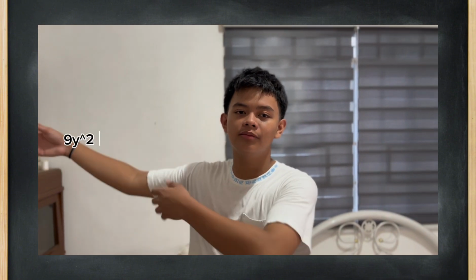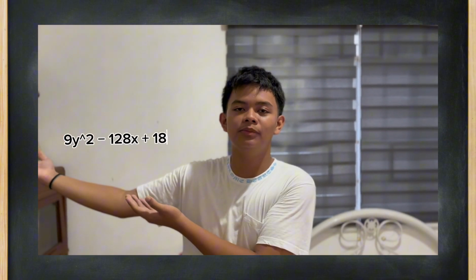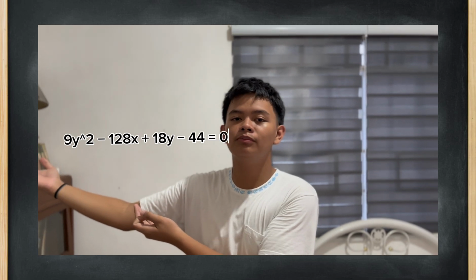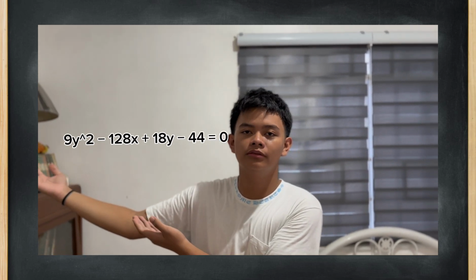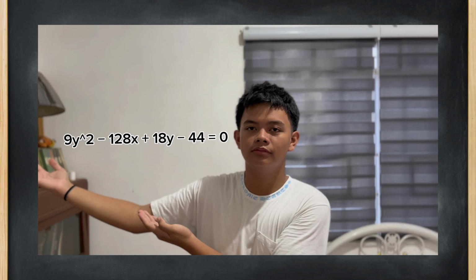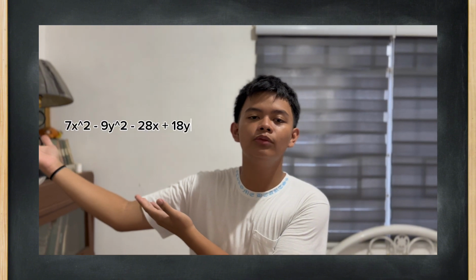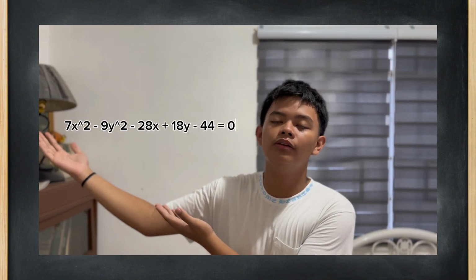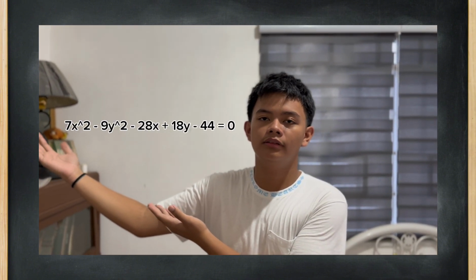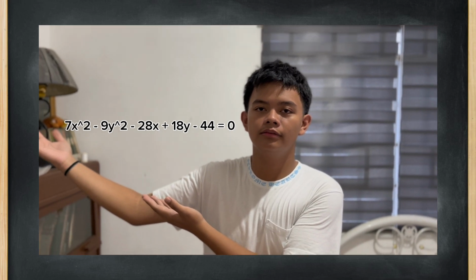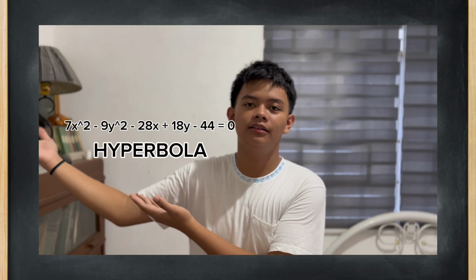Number 2. 9y squared minus 28x plus 18y minus 44 equals 0. It is not hyperbola. Number 3. 7x squared minus 9y squared minus 28x plus 18y minus 44 equals 0. It is a hyperbola.